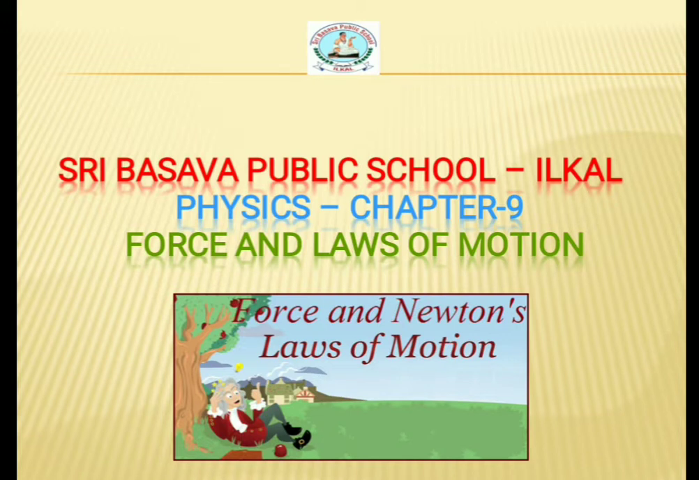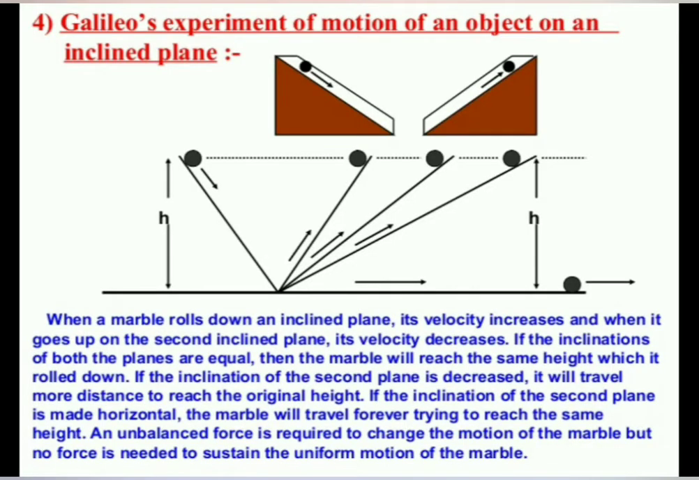Okay, now today we will discuss a new aspect in this chapter, that is Galileo's experiment of motion of an object on an inclined plane. Here you observe, A and B are two inclined planes. We have taken one marble. Just observe the graph: by changing the position of the inclined plane B, how does this marble move on the inclined plane?